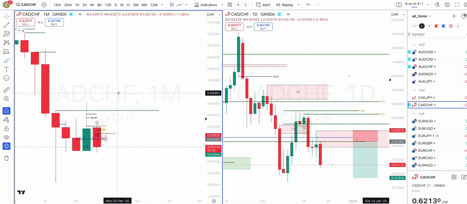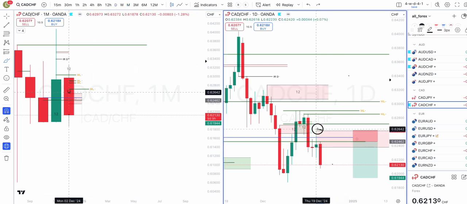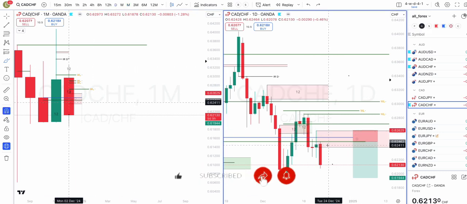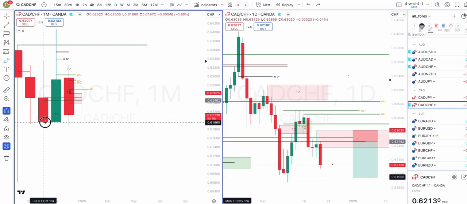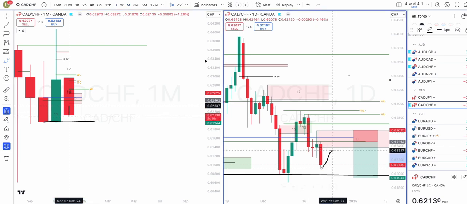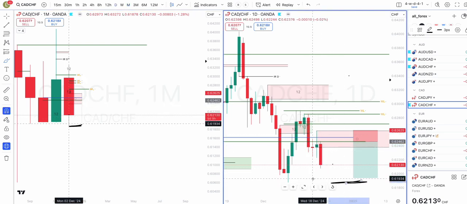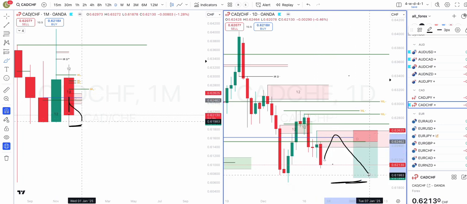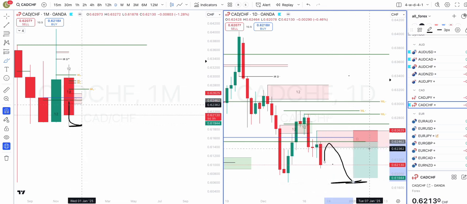Let's go to the monthly. Same logic. We should have bounced from here, but what did we do? We just rejected from here, right? And the next thing, look at this. There can be a little bit of a bounce here, but I believe we can test this area. So my plan of action is like this: I think we can get a small bounce and then we go short. And there are reasons I think about this.